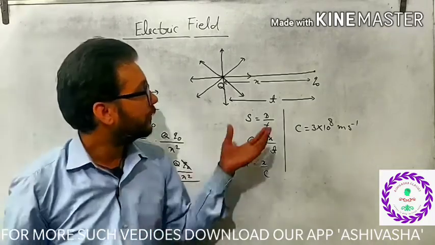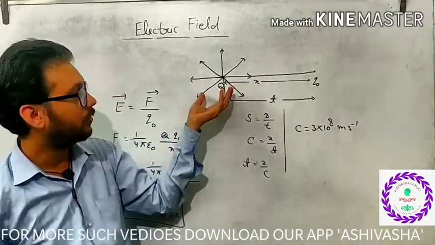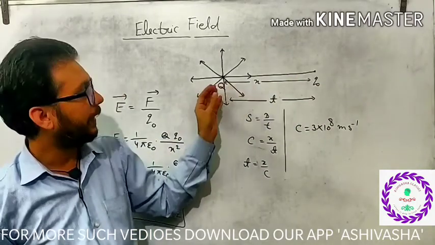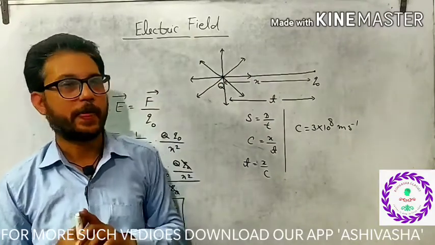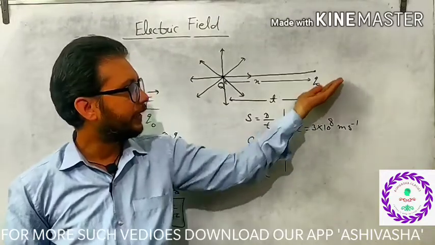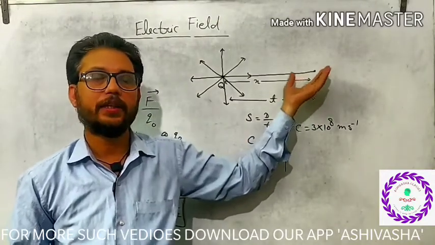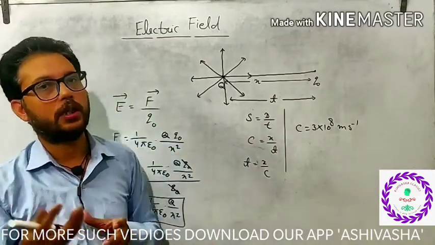I have told you that whenever any test charge is near any main charge Q, the charge will apply a force with the help of its electric field. It means electric field is a region around the charge. When any test charge comes in that region, it experiences some force upon it.